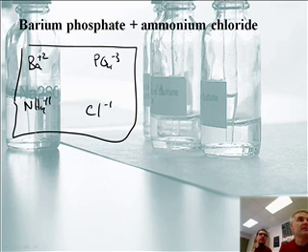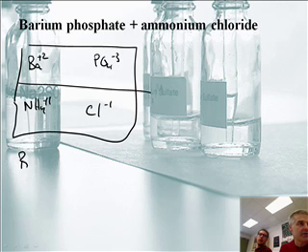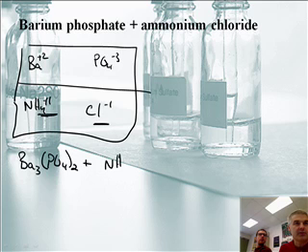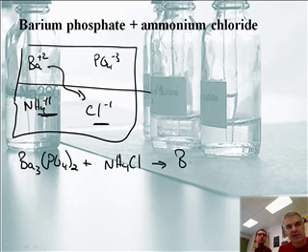All right. So we're going to put barium together with phosphate. We get that 2 and 3 thing, so make it 6. So Ba3(PO4)2, plus, this is easy, NH4 and Cl, 1 and 1. Now we're going to cross them, right? Barium's going to get the chloride, so that'll be BaCl2, because of the +1 and the -2.